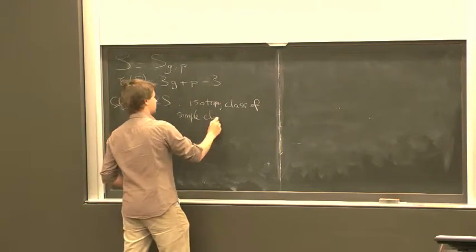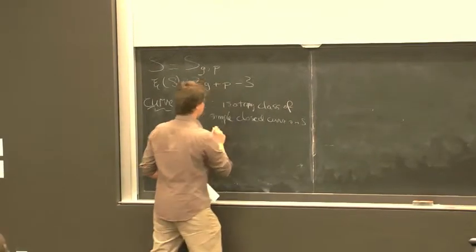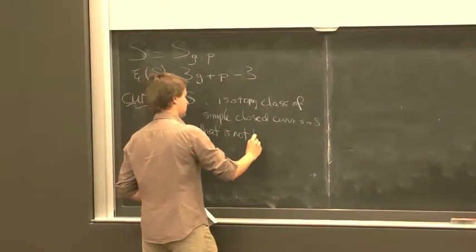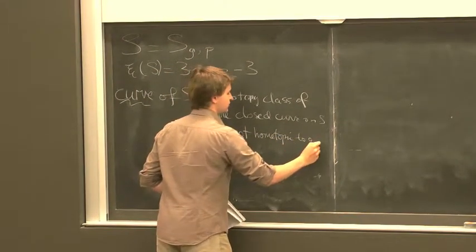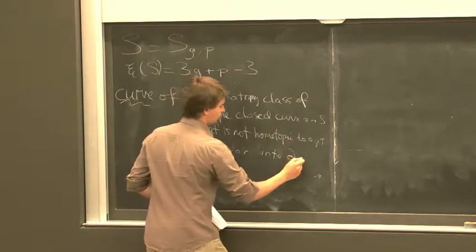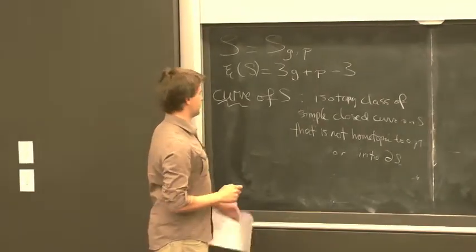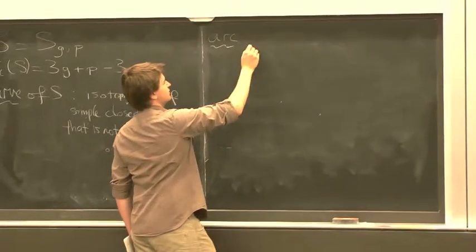of simple closed curve on S that is not homotopic to a point or into the boundary of S. Okay. So I talked about them last talk.